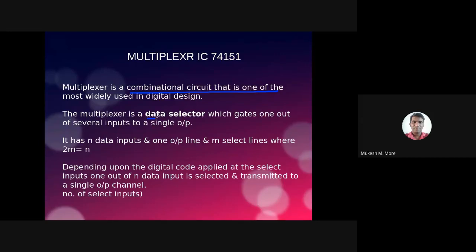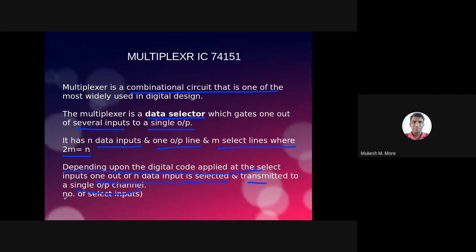Multiplexer is a data selector. It has several input lines and a single output line. It has n data inputs and one output line, and m select lines. The equation is 2 raised to m equals n. Depending upon the digital code applied at the select inputs, one of the n data inputs is selected and transmitted to the single output line.